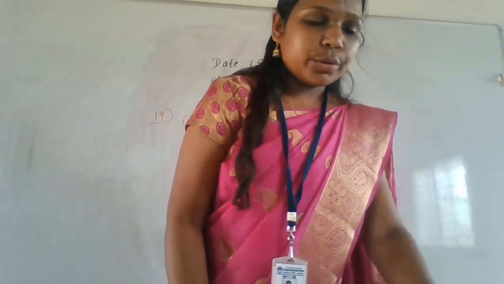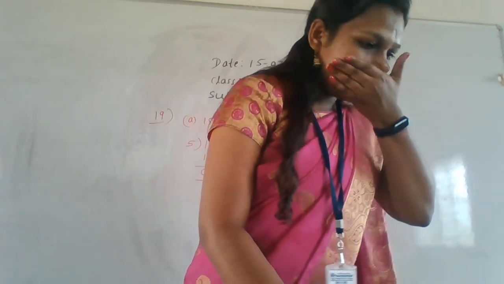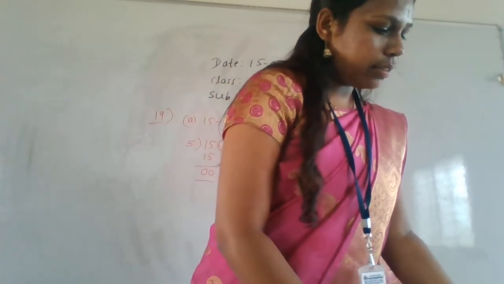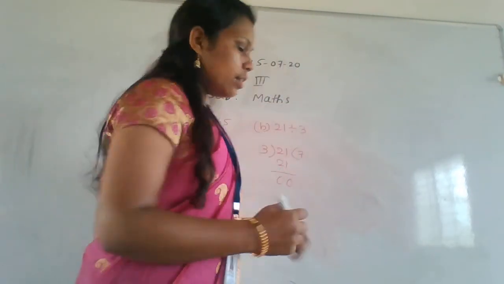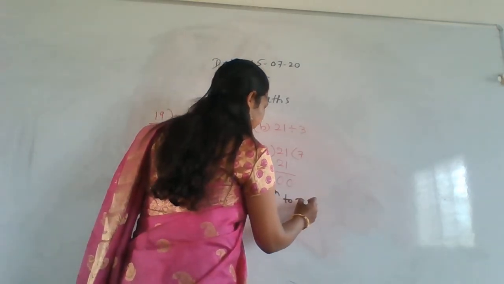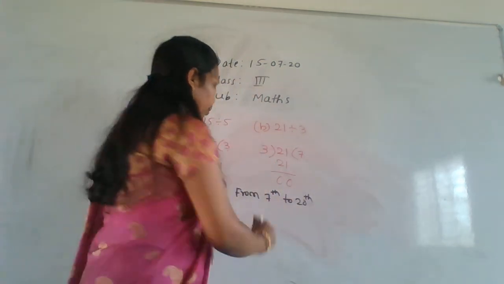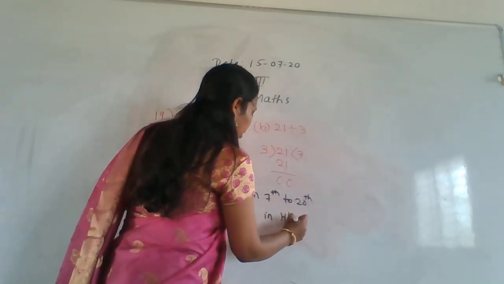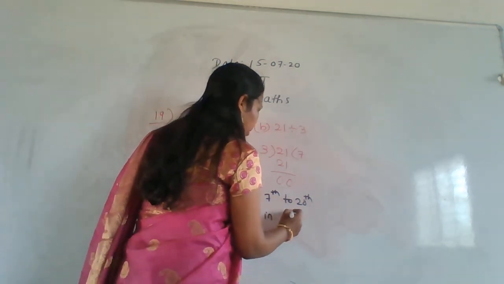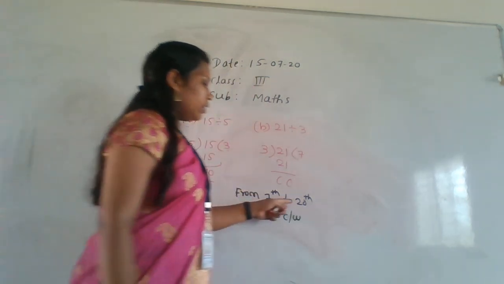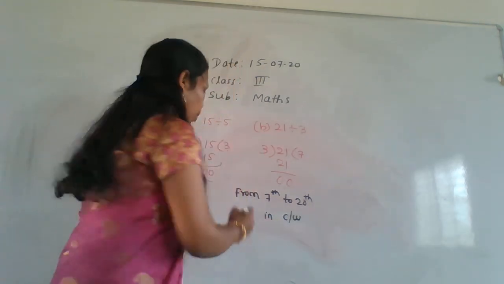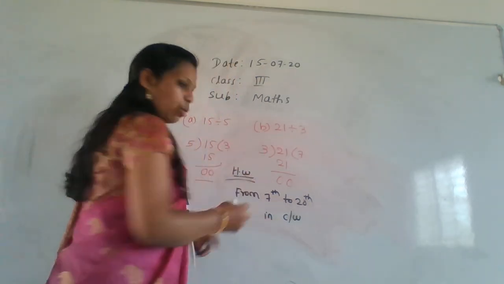So you have to do this homework from 7th May up to 20th May. From 7th May to 20th May, you have to do it in HW. Okay, or I'll write it in the CW level. From 7th to 20th May in the CW, you have to write. This is the homework.